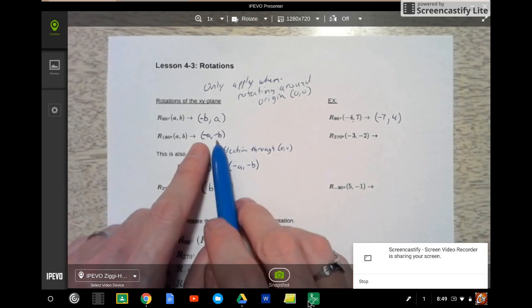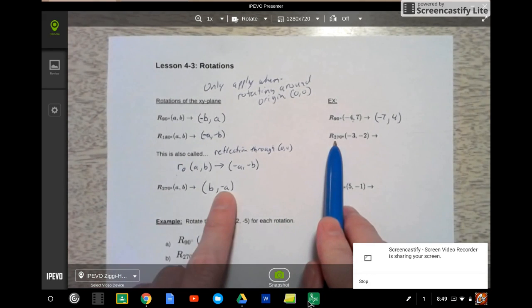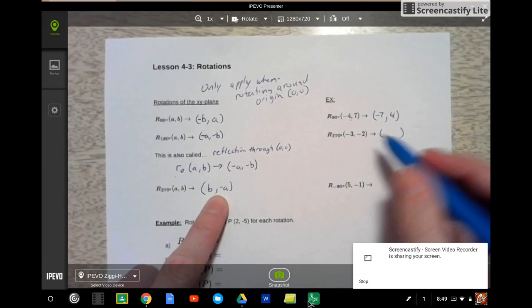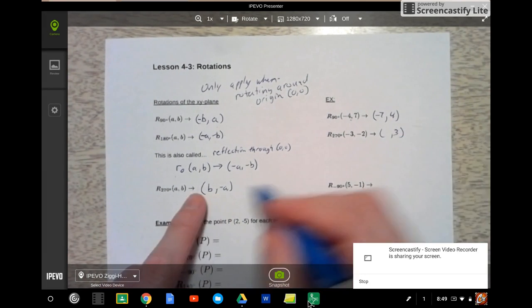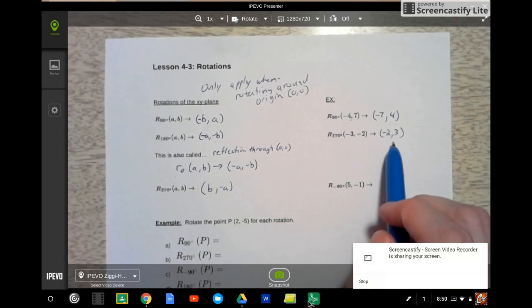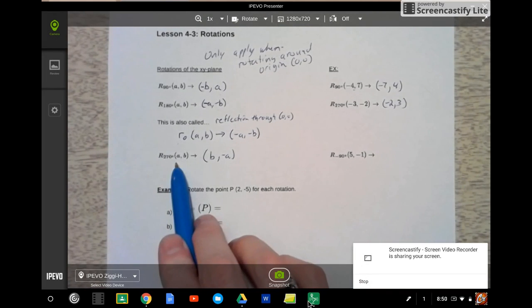If I rotate 270 degrees, so I'm going to take this, swap those. So A becomes over here and goes negative, so that makes it a positive 3. The B goes front now, negative 2. So that's how we use those rules. A negative 90 is the same as a positive 270.